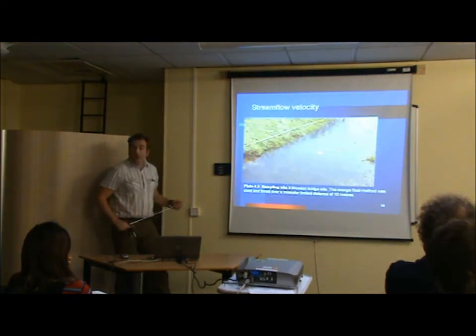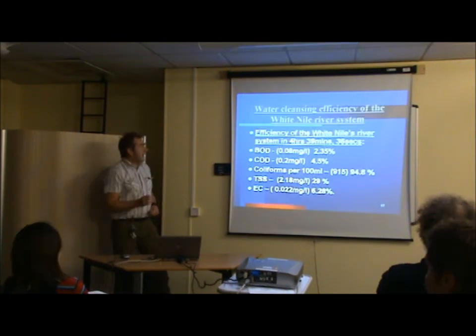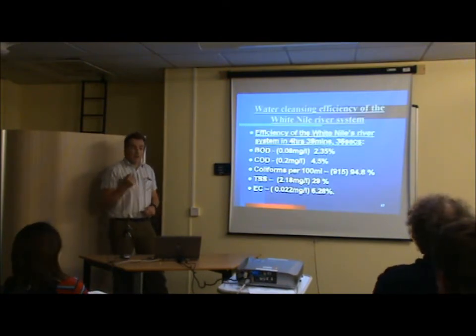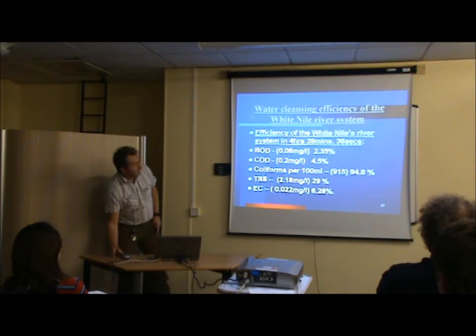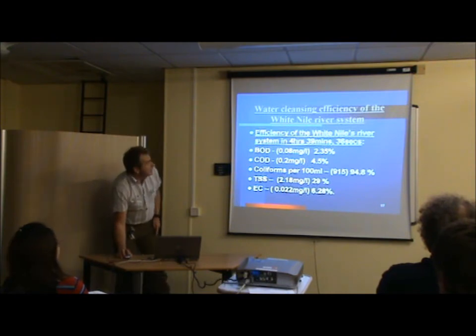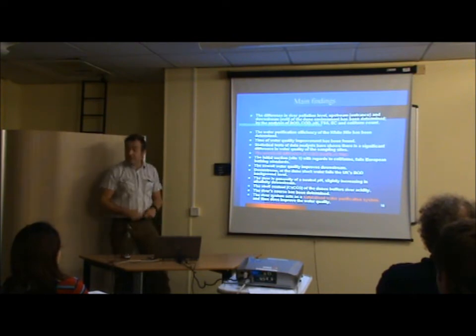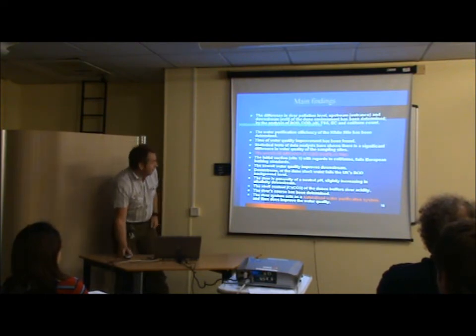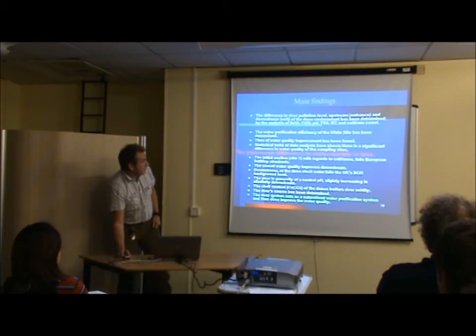Now, the stream flow velocity, normally you measure the velocity with a flow meter, but it was so slow, I had to use the distance over time method using an orange. The efficiency of the purification of this system and all these variables were improved by that amount, and it was done in 4 hours 39 minutes. That was my main finding. So the perceived difference was true, and the river system does act as a natural purification system.